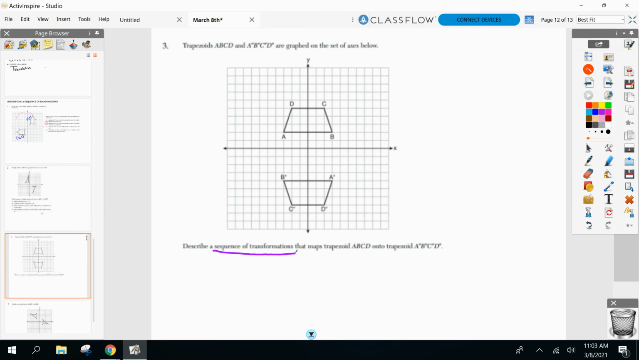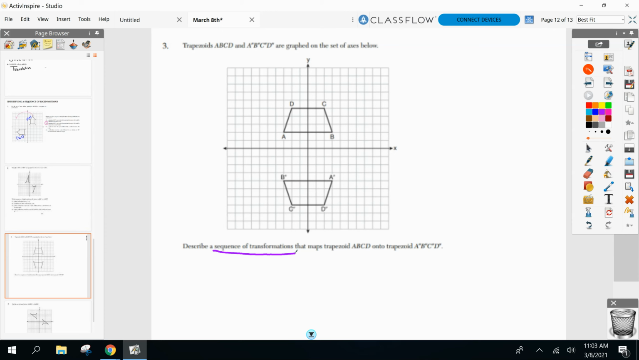You can write it in words what you're going to do, or you can write it as a composition. Whatever you do first goes to the right. Whatever you do second goes to the left. So you can do this in your own words, or you can do it as a composition. Either one is perfectly acceptable. You can't give up, though. That's not an option, is giving up.